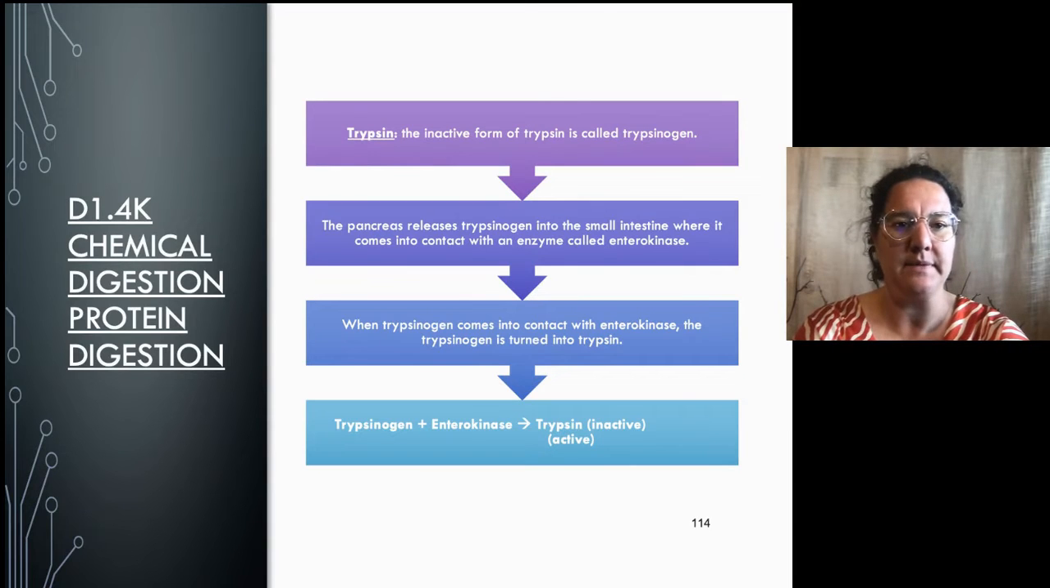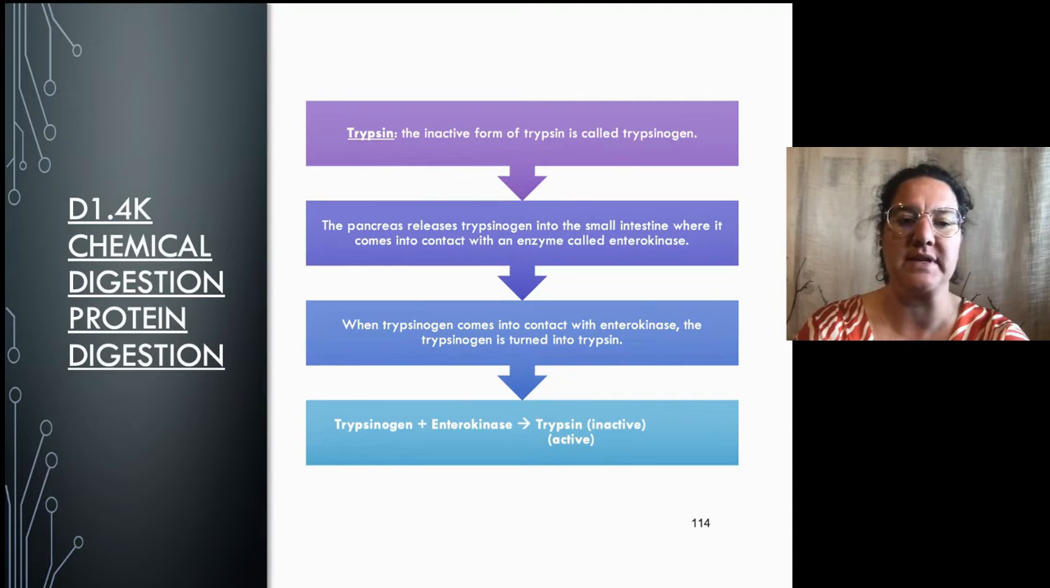So trypsin is the active form. The inactive form of trypsin is called trypsinogen. The pancreas releases trypsinogen into the small intestine, where it comes into contact with an enzyme called enterokinase. When trypsinogen comes in contact with enterokinase, the trypsinogen is turned into trypsin. So again, trypsin is the active form, trypsinogen is the inactive form.